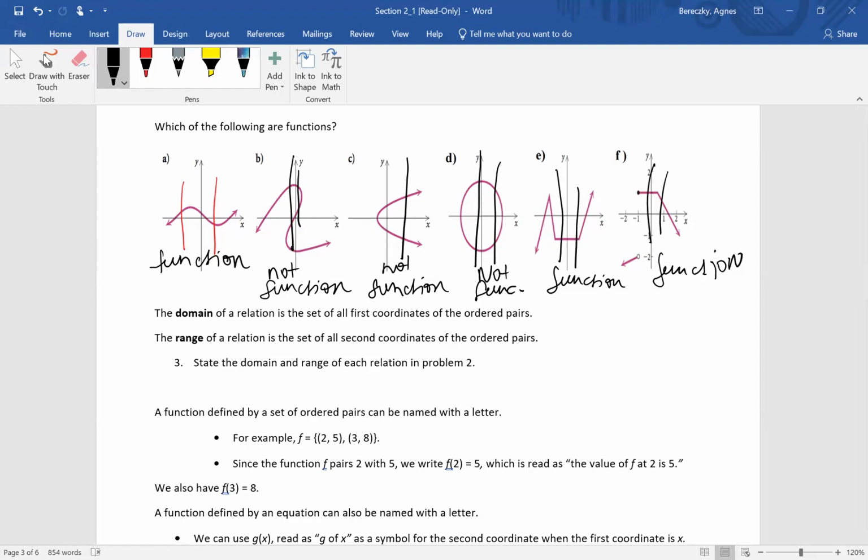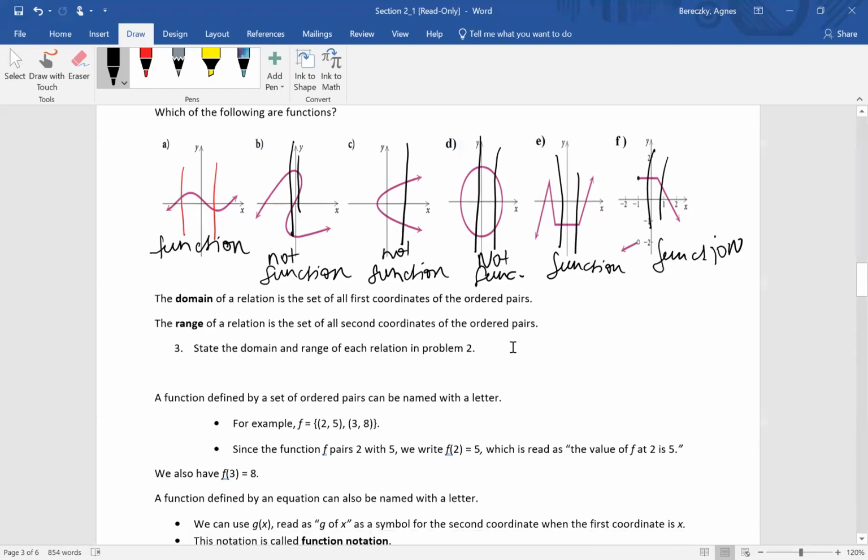The domain of a relation is the set of all first coordinates of the ordered pairs. The range of a relation is the set of all second coordinates of the ordered pairs. State the domain and the range of each relation in problem 2, which I already did while I was explaining if that relation was a function or not.